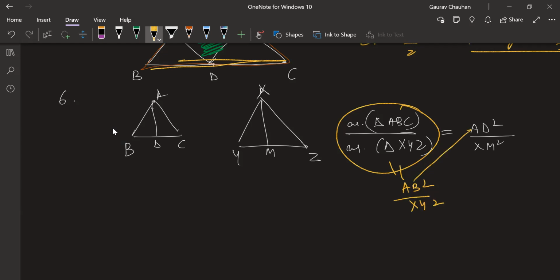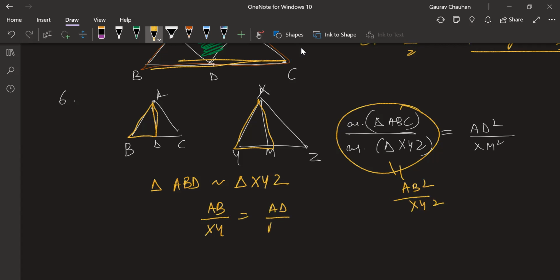Now what do we have to do? We have to bring AD in place of AB and XM in place of XY. It's very simple, Dilruba. If you prove triangle ABD is similar to triangle XYM, you can show that AB by XY will be equal to AD by XM. Once you show this, in place of this, you can write this, no? Okay. Shall I move ahead? Yes, sir.